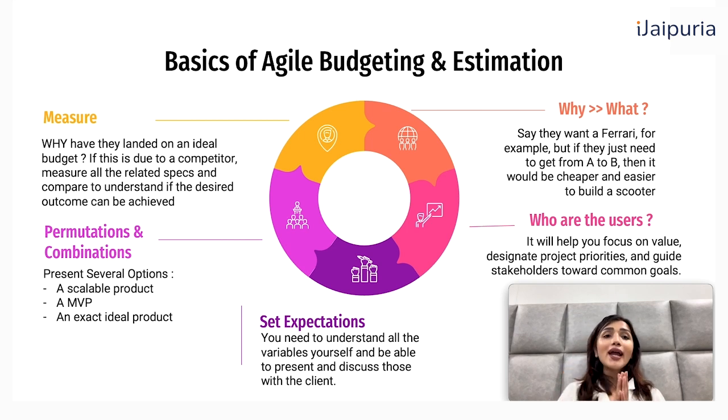Measure. Why have they landed on an ideal budget? If this is due to a competitor, measure all the related specs and compare to understand if the desired outcome can be achieved. It is very natural that a client, for example Samsung, looks at Apple and says, okay, let's make a phone similar to this. Let's allocate the same budget that Apple has allocated. No, it doesn't work like that.